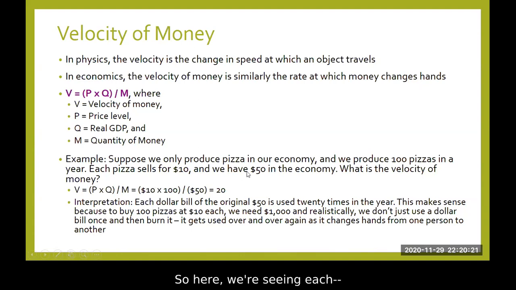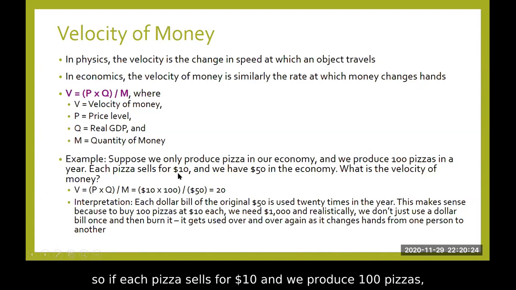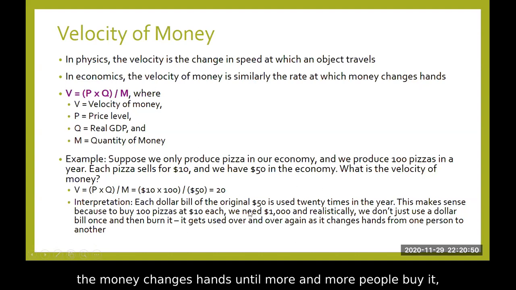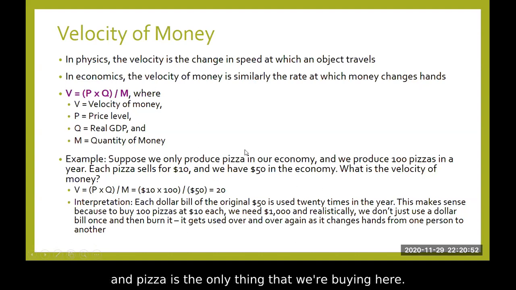So if each pizza sells for $10 and we produce 100 pizzas, essentially this is going to cost $1,000 in all. And if we have $50 in our economy, each of these dollars is going to be used 20 times so that we can spend the $1,000 on it. Once somebody uses the $50 to buy pizza, the money changes hands until more and more people buy it. And pizza is the only thing that we're buying here. So each dollar bill gets used 20 times in the year.